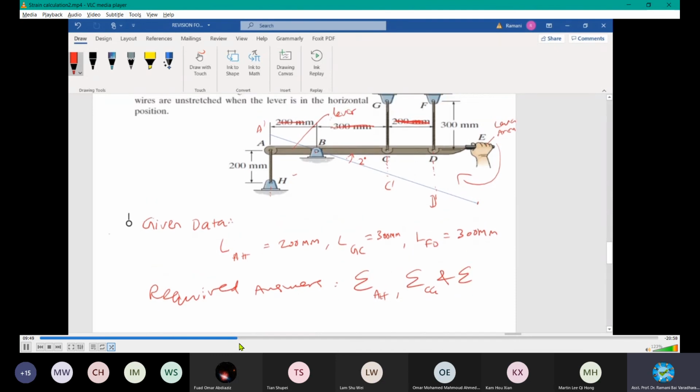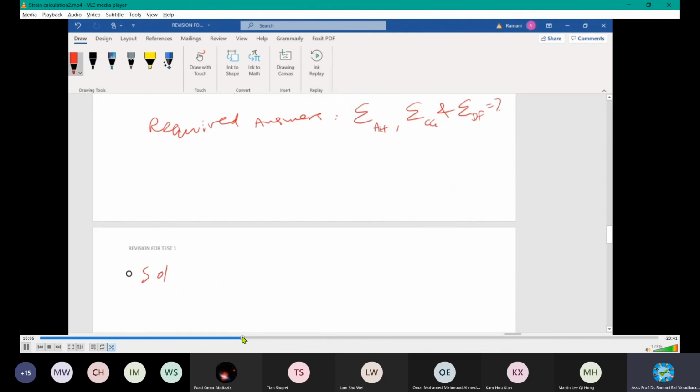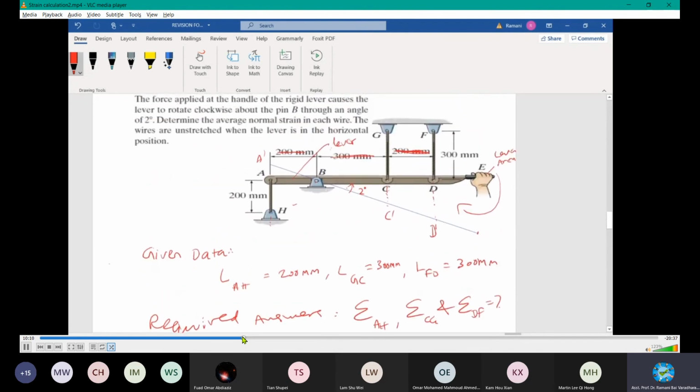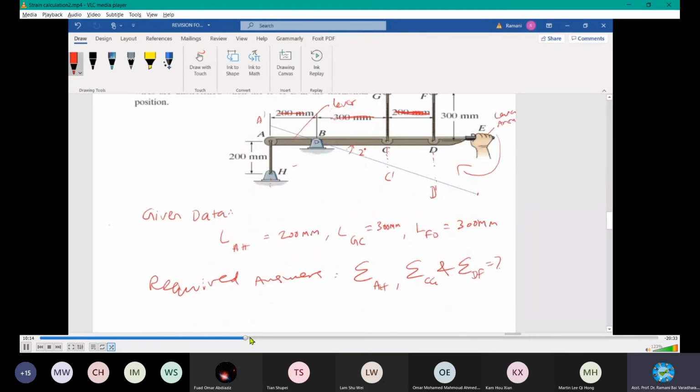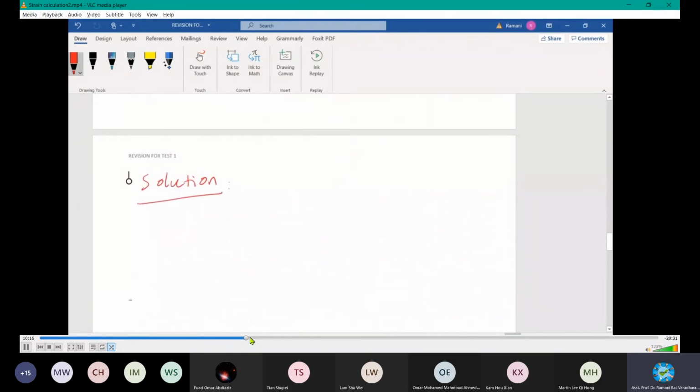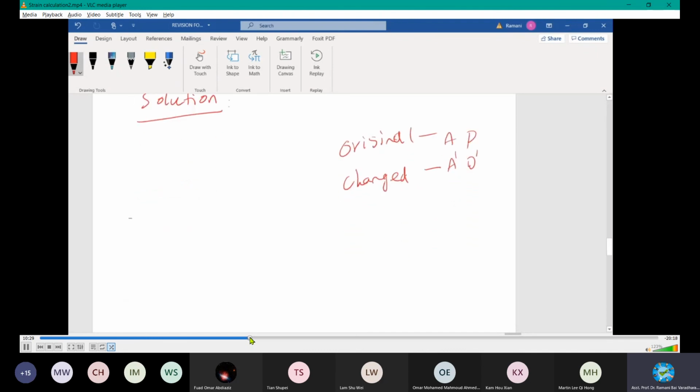DF, yeah, DF. You must know the variation between them, and one of the solutions is the free body diagram. I have drawn it in the diagram itself. Please make use of it. Our original length is AD, and the change in length is A dash D dash, the change in position. This is the original position, and this is the changed position.